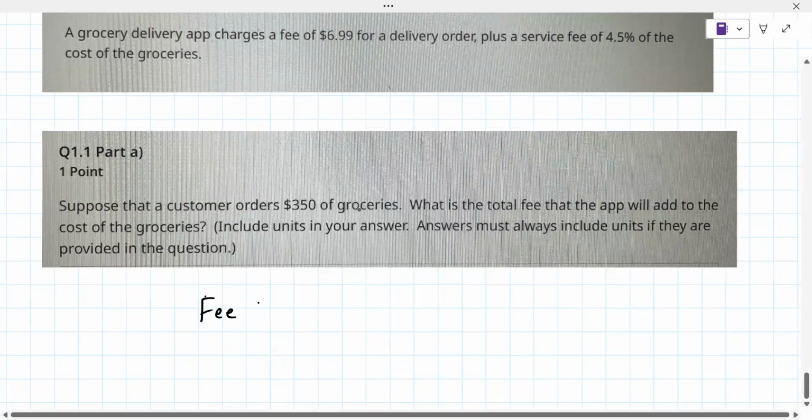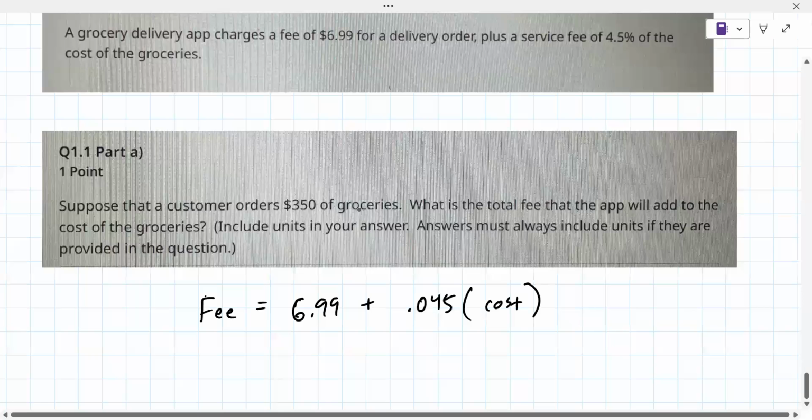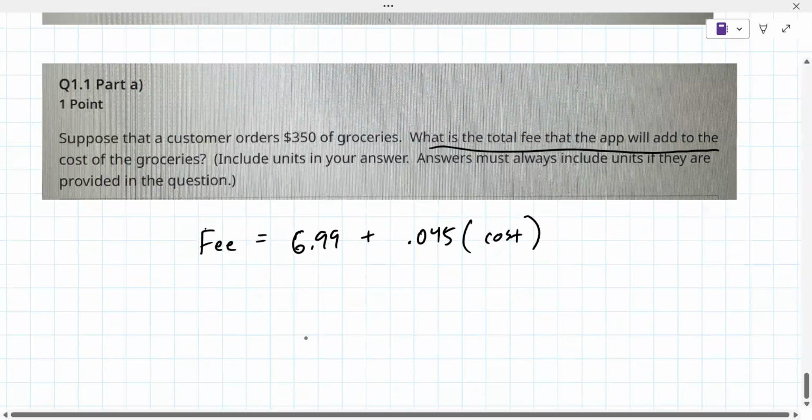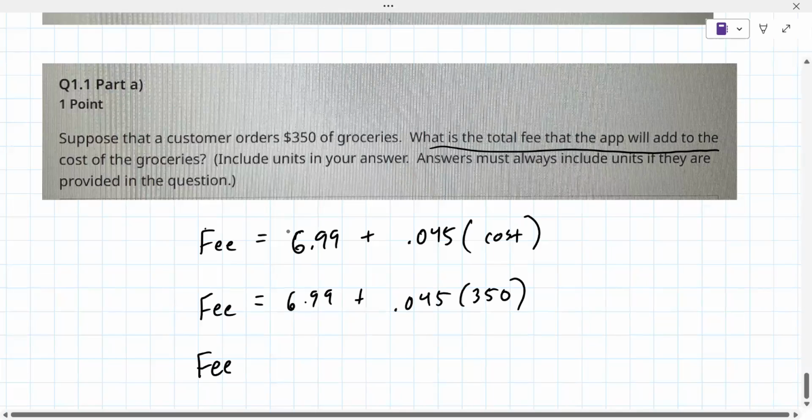So the fee is really the 6.99, and you can think of the fee as y, but we're just going to write it as fee plus 4.5%, 0.045 times the grocery cost. So in this problem, it says, what is the total fee that the app will add to the cost of groceries? What I would do is write the fee equation as my first line. And then the second line, I would write the fee equals 6.99 plus 0.045 times 350. And then I would write the fee equals and give the actual number here.